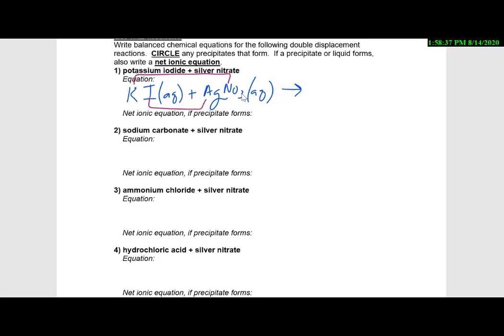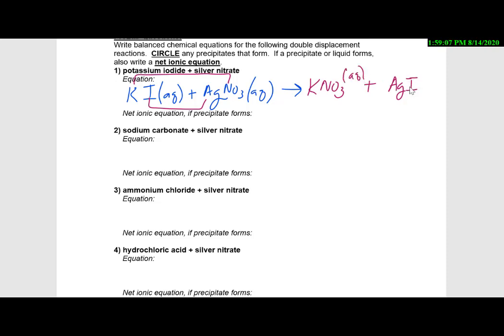So your K and your NO3 will come together, and they're a +1 and a -1. You always want to watch out for the charges. And Ag +1 and I -1 will come together. Here's your two products. So what you then do is go look at your solubility rules. What your solubility rules are going to tell you is that K makes everything soluble. So the KNO3 is going to be aqueous.